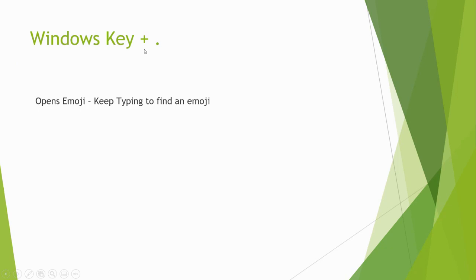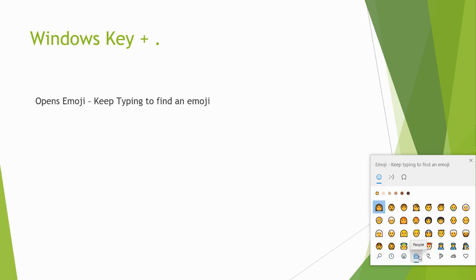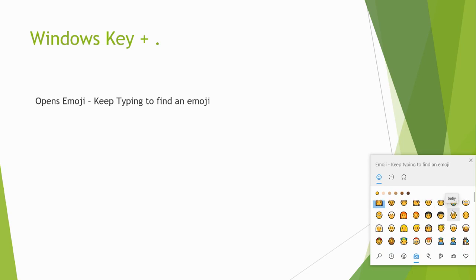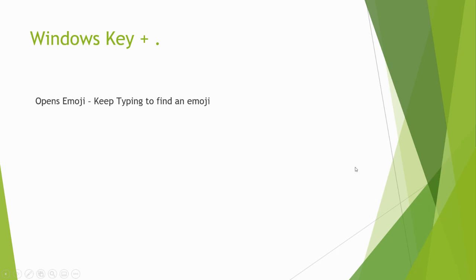Windows key plus the dot opens emoji. When you type, you keep tapping to find one. You'll find an emoji. But right now I'm not typing anything, so of course no emoji will come up for me. But these are all the main ones. You can also choose some people as an emoji. Basically you can go and check it out.